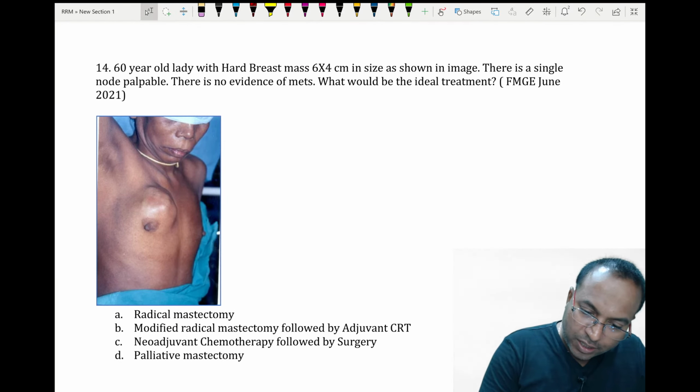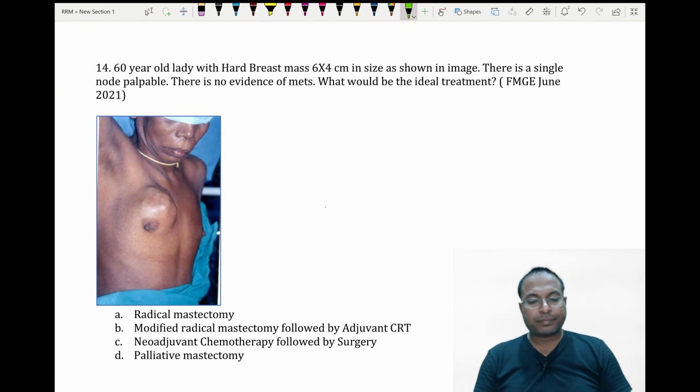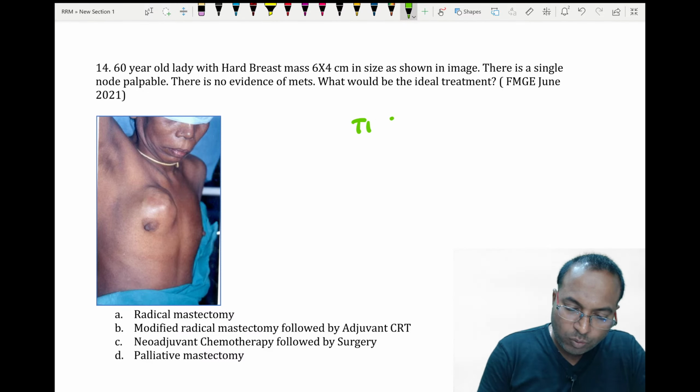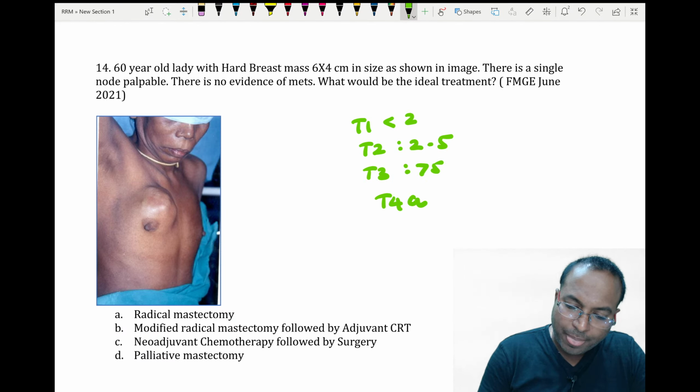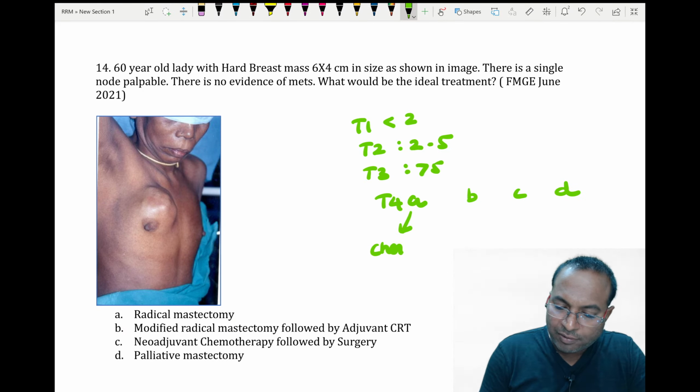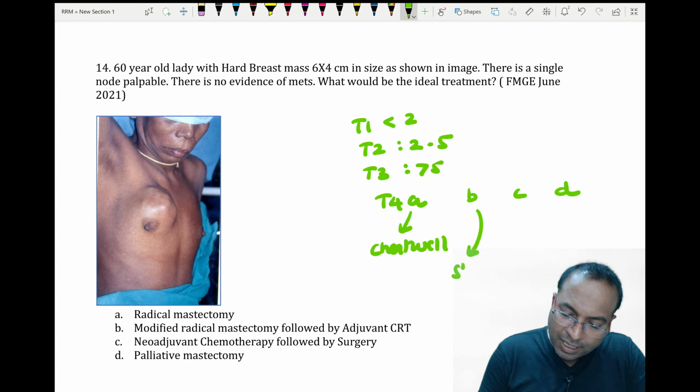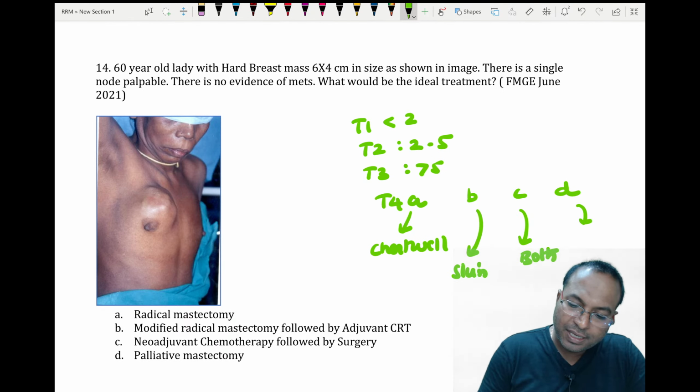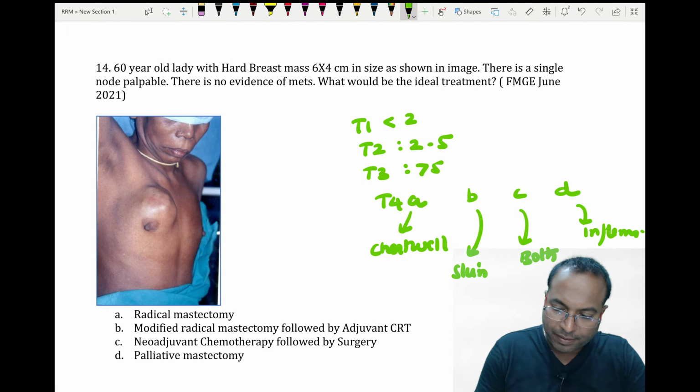See, this is a question asking on staging again. So please remember, T1 less than 2, T2 2 to 5, T3 more than 5, T4 is divided into A, B, C, D. A is chest wall involvement. B is skin involvement. C is both chest wall and skin. D is inflammatory breast cancer.